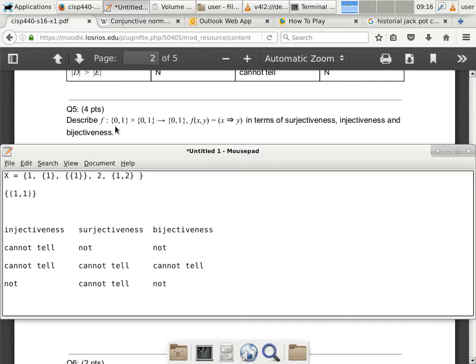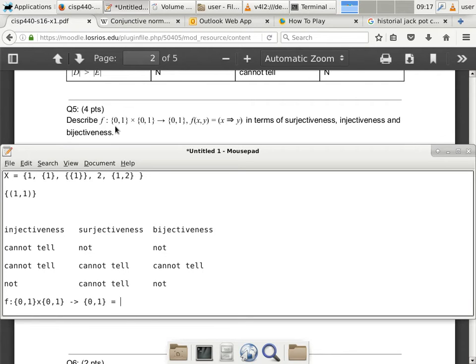What do you think? Well, first of all, we can actually do the entire mapping to find out exactly how the mapping works, which is what I'm going to do next. Okay, so this is f. f is mapping from {0, 1} times {0, 1} to {0, 1}.